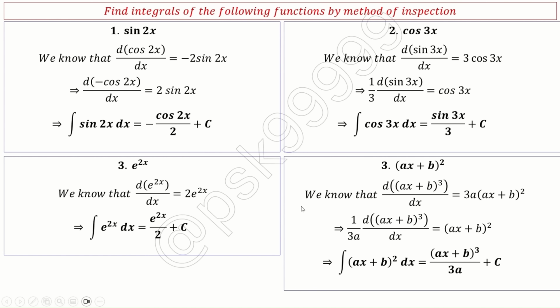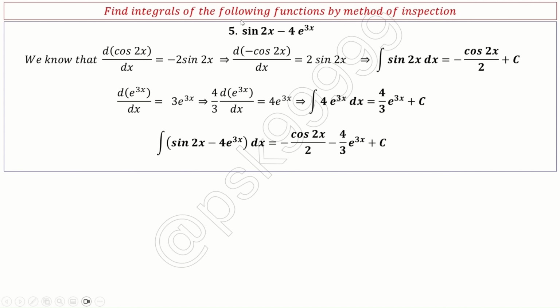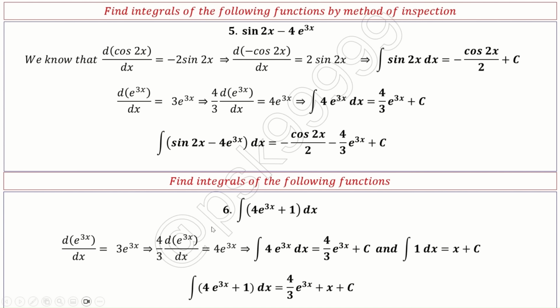Now here the integration you will do by parts, right? First integration of sine 2x minus integration of 4 times e to the power of 3x. Correct? So integration of sine 2x is nothing but minus cos 2x by 2. Integration of e to the power of 3x, with the minus 4, and integration of e to the power of 3x is e to the power of 3x by 3 plus c. Okay. Similarly, this one, you can do it yourself.